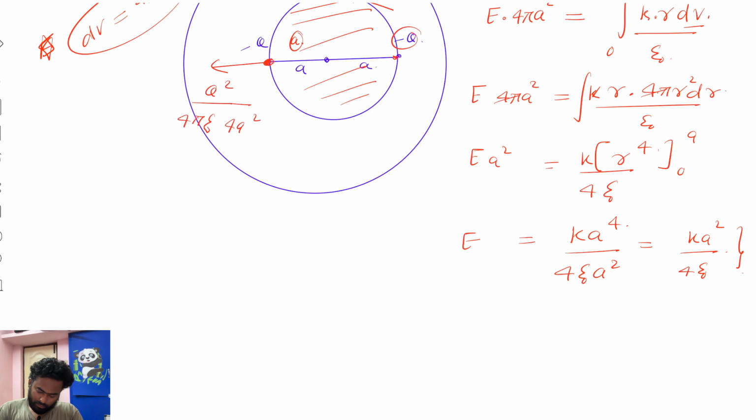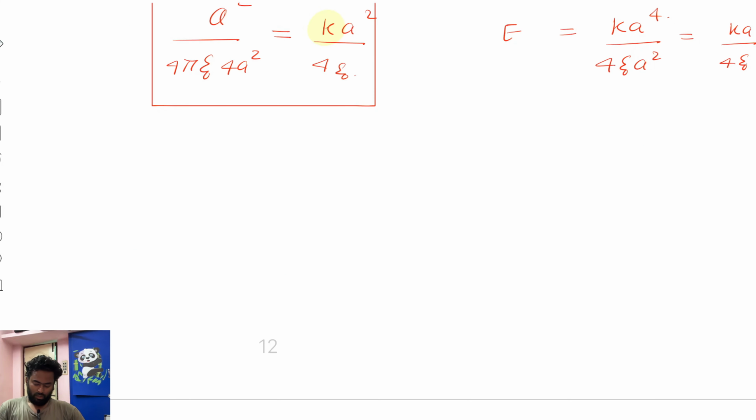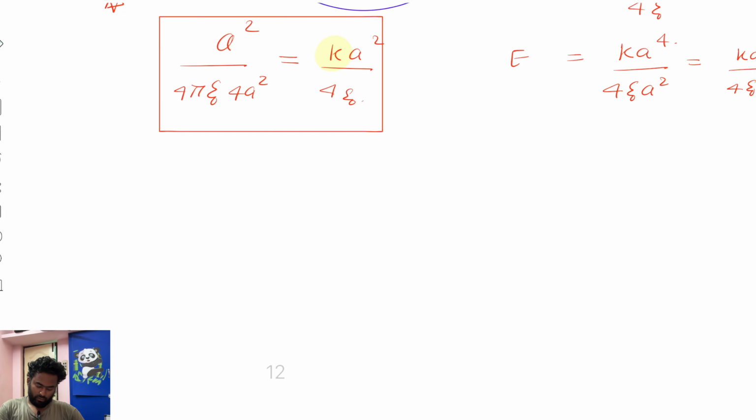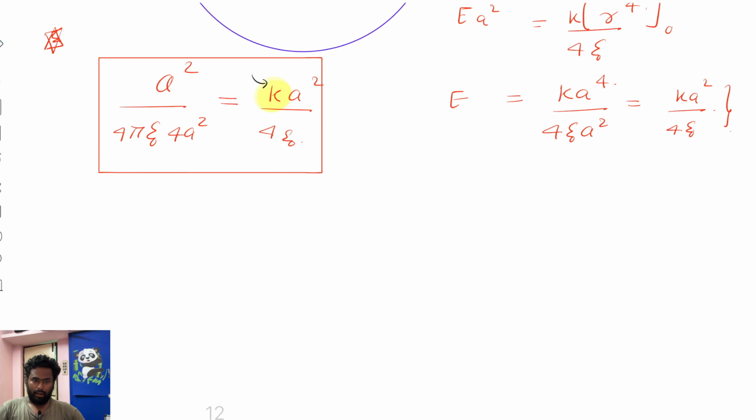Okay. So we find that q square upon 4 pi epsilon naught 4a square equals k a square by 4 epsilon naught. Now we have to find the value of k. This k is not the electrostatic constant. Okay, do not confuse it. This is a very good question. So stop it, look for it, solve it step by step. It's a long question, but again important.